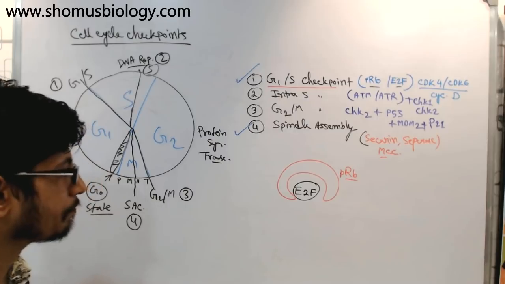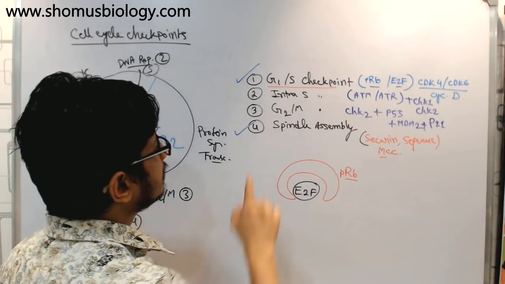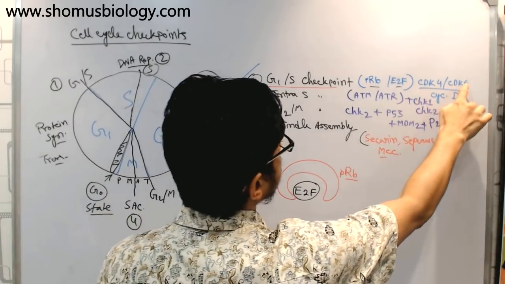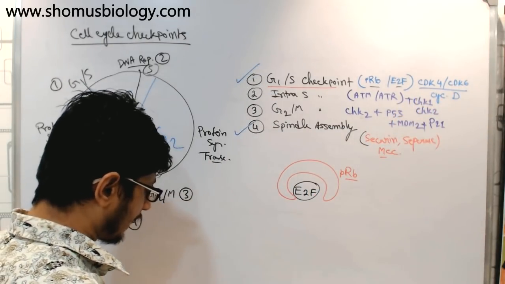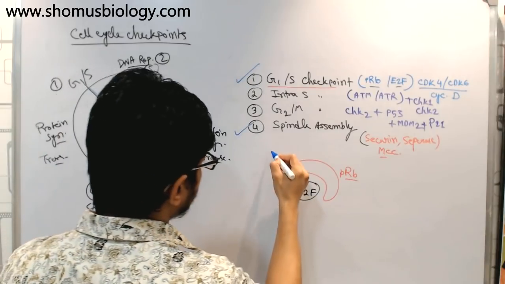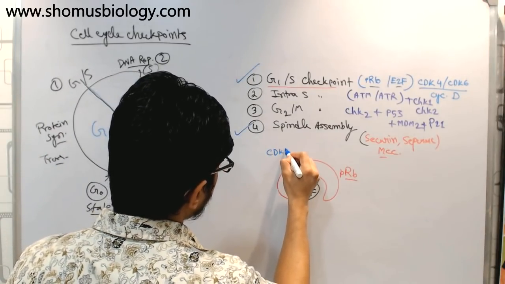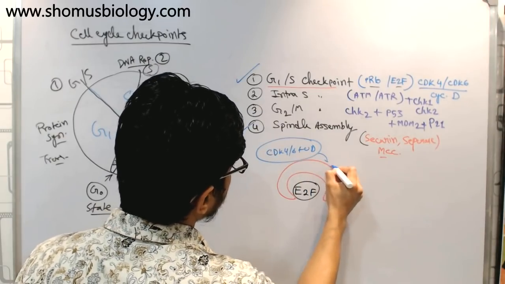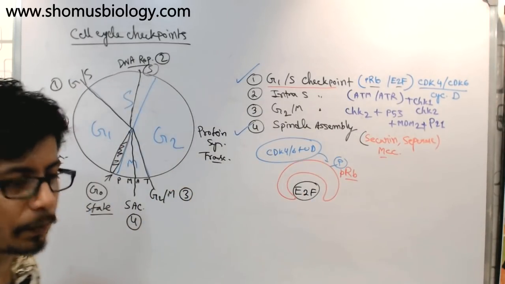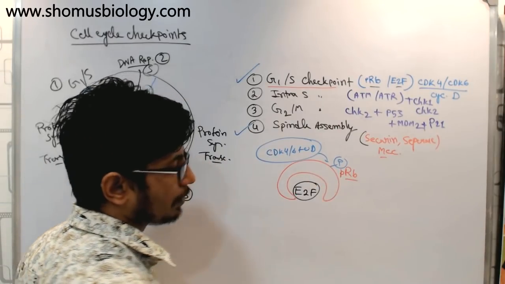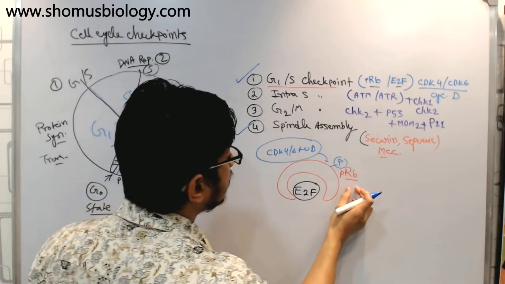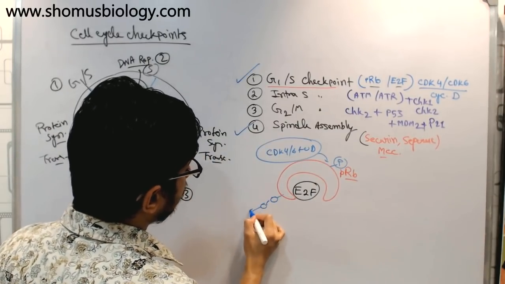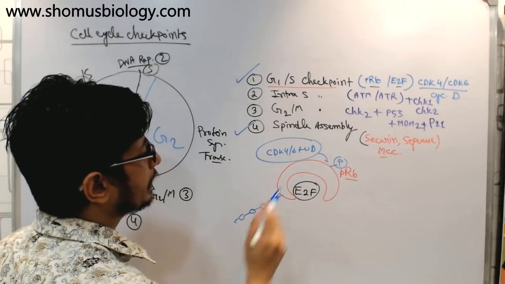pRB masks the active site of E2F. It blocks it. Now at the G1/S checkpoint, CDK4 and CDK6, along with their cyclin partner cyclin D, together phosphorylate the retinoblastoma protein. This phosphorylation of pRB makes it inactive, and then they tag it with polyubiquitin and degrade pRB.